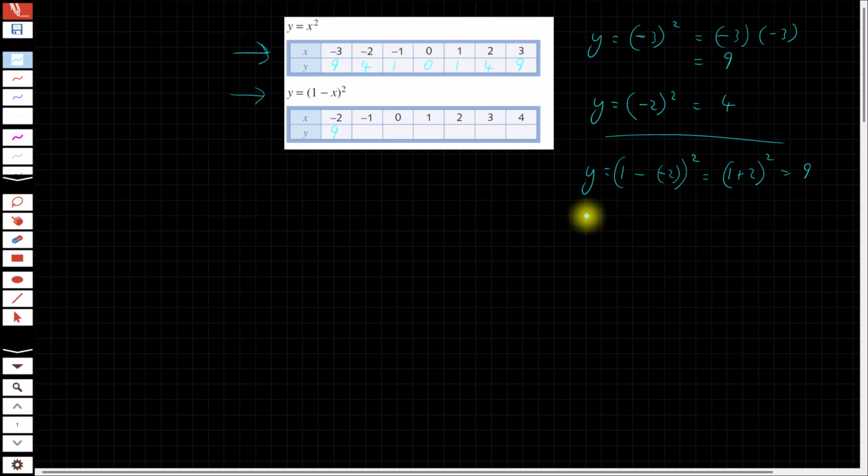Okay, the next one we have y equals 1 take -1 squared. Once again we do the brackets first. We have a negative and a negative beside each other, so that makes a positive. So we have 1 plus 1. 1 plus 1 is 2. 2 squared is 2 times 2 is 4. The next one we have 1 take away 0 all squared. 1 take away 0 is 1. 1 squared is 1.